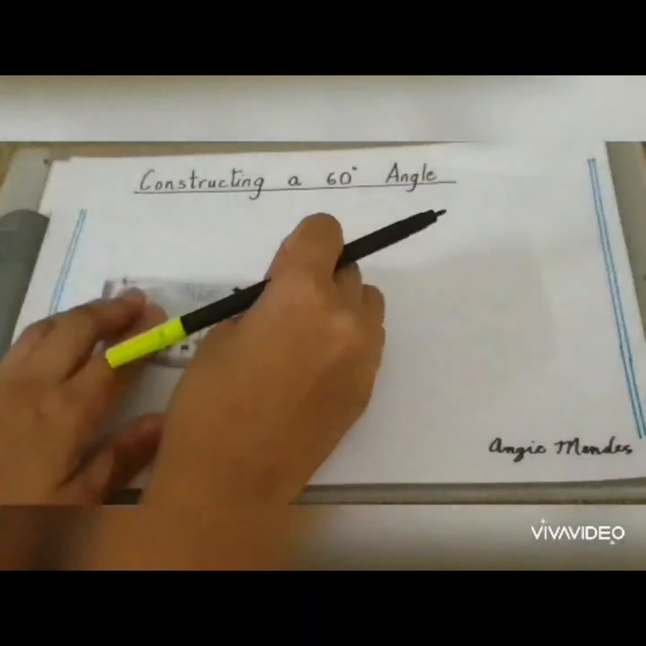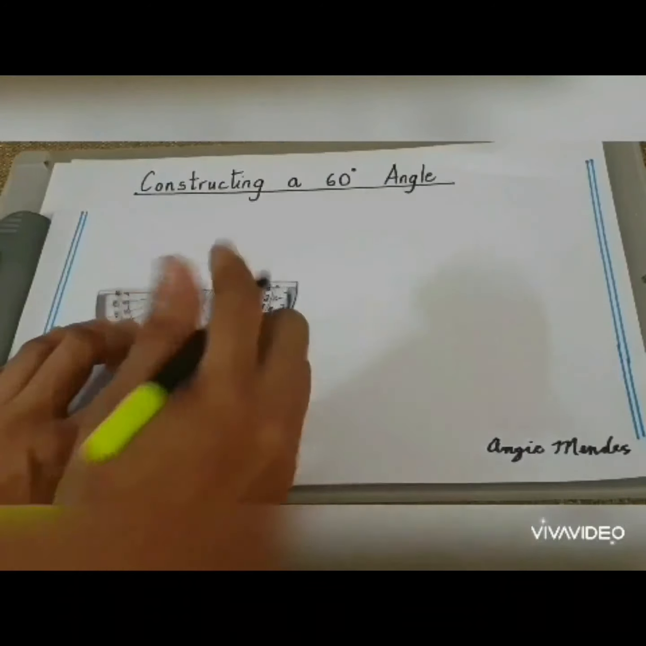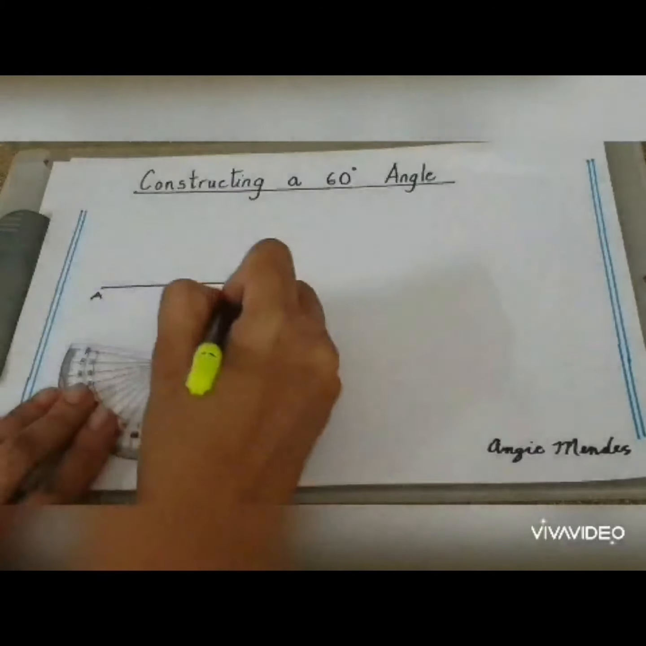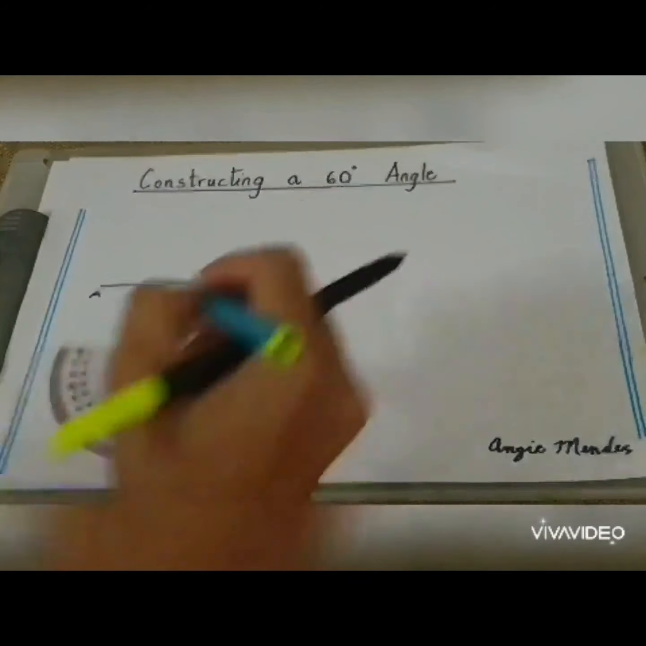Constructing a 60-degree angle. Put a point anywhere on your page. Draw a ray AB. Since the ray is extending towards your right, write 0 degree near the arrow.